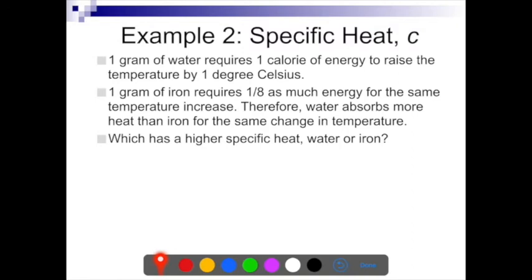Look at this scenario and figure out whether water or iron has a higher specific heat capacity. 1 gram of water requires 1 calorie of energy to raise the temperature by 1 degree Celsius. On the other hand, 1 gram of iron requires 1/8 as much energy for the same temperature increase. Therefore, water absorbs more heat than iron for the same change in temperature. Which has a higher specific heat, water or iron?